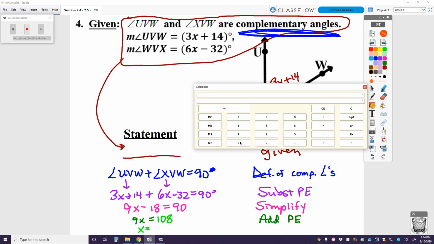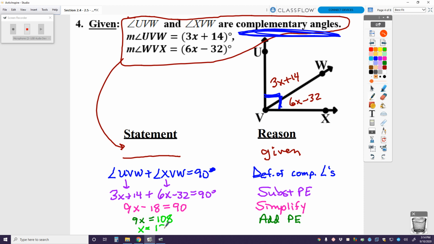When we take 108 and divide it by 9, we're going to get 12. Okay, x equals 12 with the division property of equality. Math teachers make mistakes too, guys. I'm not perfect. I'll make little mistakes like that, just like you do. All right, number 4 in the books.